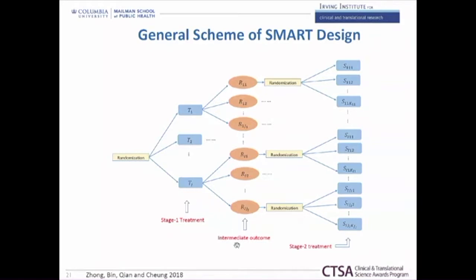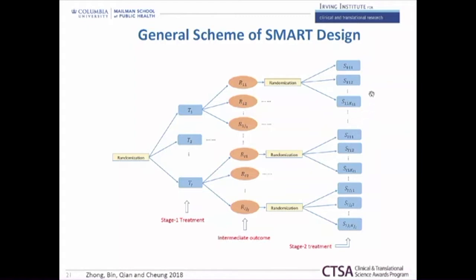For each stage 1 treatment, there are a certain number of intermediate response categories that follow it. In a general SMART design, we allow the number of intermediate response categories to vary by different stage 1 treatment. For example, under T1, we have J1 intermediate response categories denoted by R11, R12 to R1J1, while under Ti, we have Ji intermediate response categories denoted by Ri1, Ri2 to RiJi.